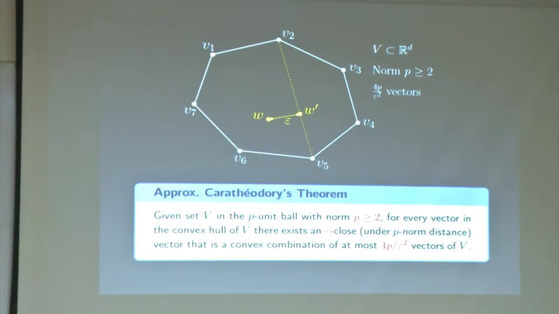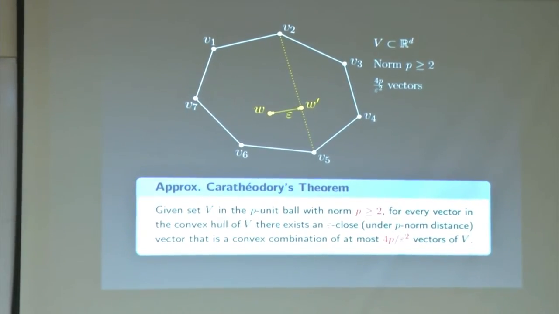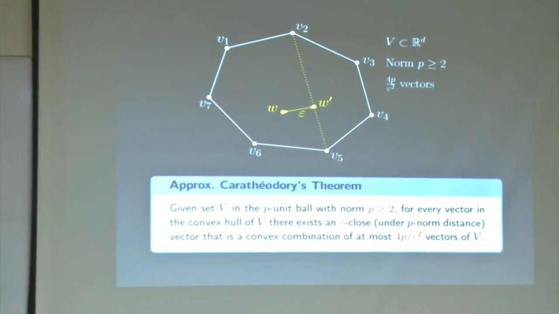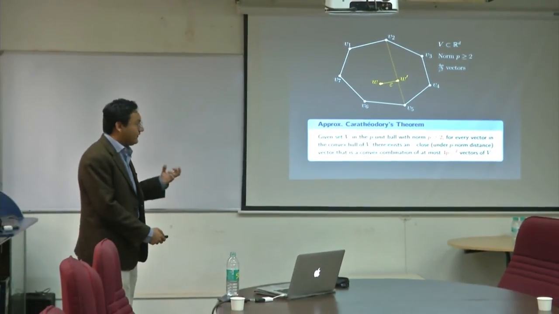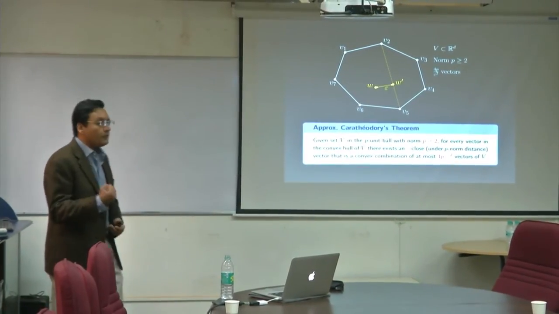So I give you vectors that lie on or inside the p norm ball. What the theorem says is that for every vector w in the convex hull there is an epsilon close vector w prime that is a convex combination of at most 4p over epsilon squared of them. What's noticeable about this result is that it's dimension free. D, the underlying dimension, does not make an appearance in this theorem statement. So you're in a million dimensions, doesn't matter. If you allow an error of epsilon, you can find a vector that's epsilon close that only requires 4p over epsilon squared.